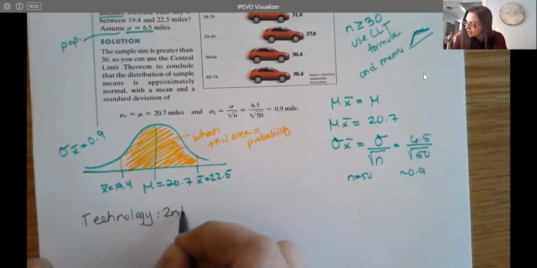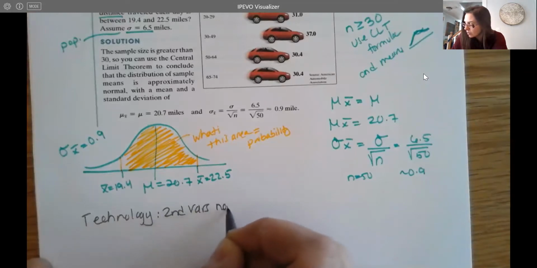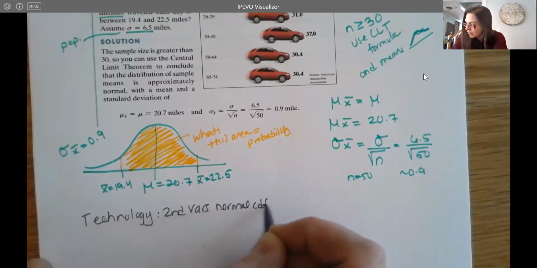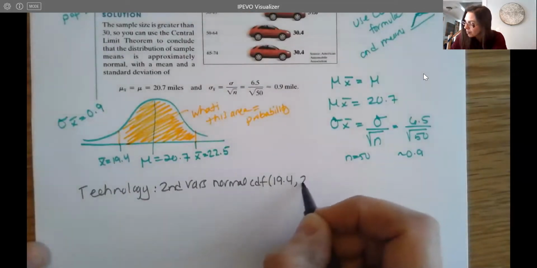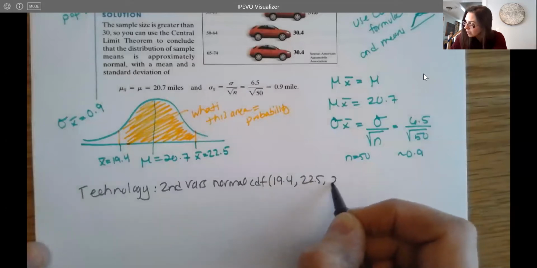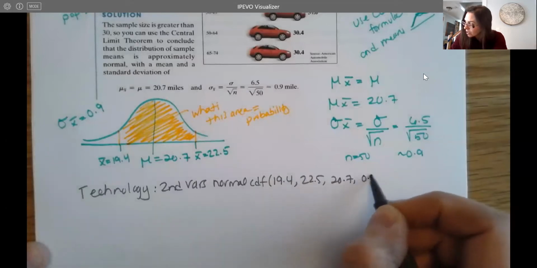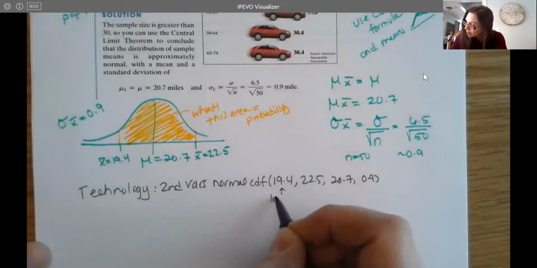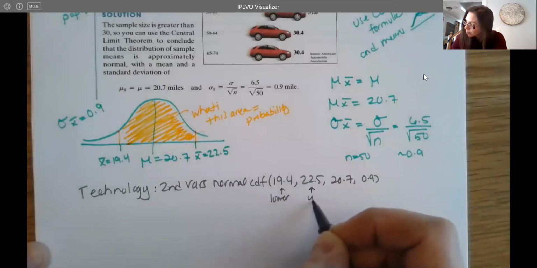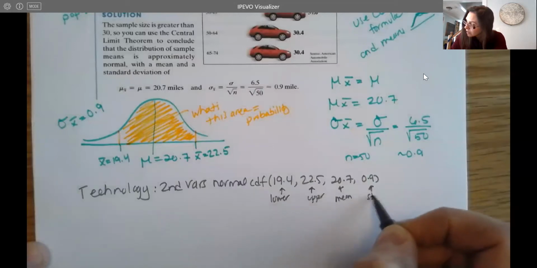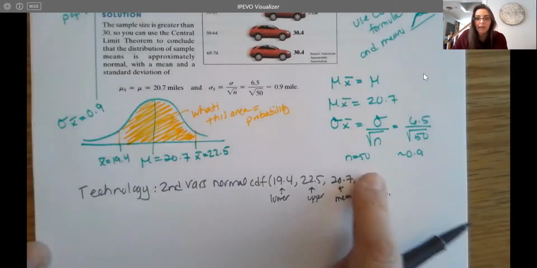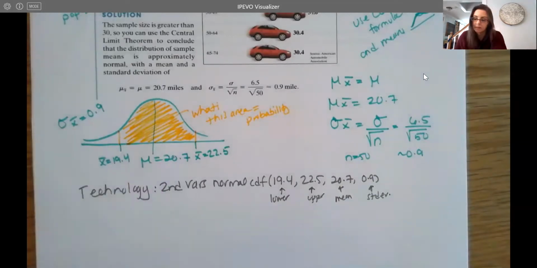We're going to do second bars and use that normal CDF feature. We're going to put our lower bound, our upper bound, our mean, and our standard deviation. So again, that's your lower bound, your upper bound, your mean, and your standard deviation. Remember our standard deviation is 0.9 here, so that's the difference. But everything else should be the same.